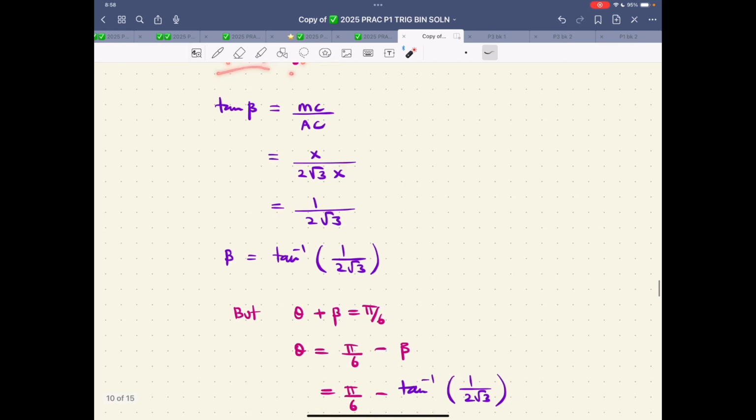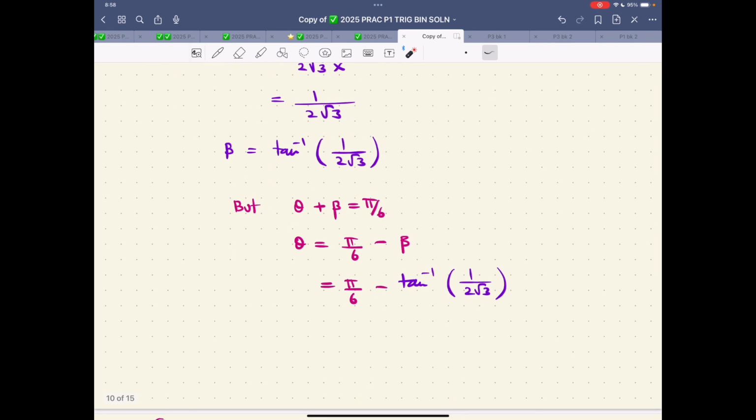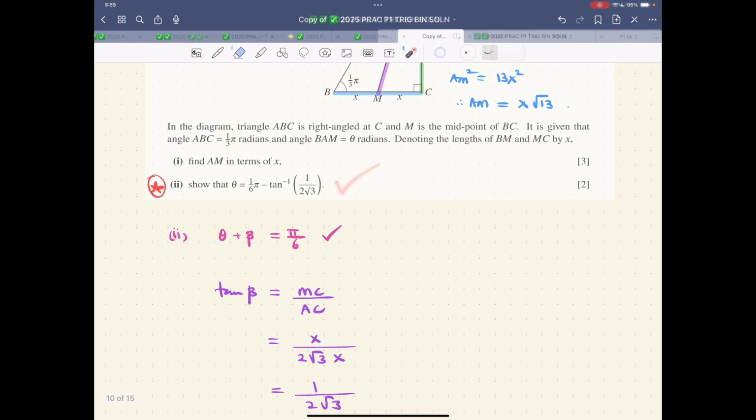Theta plus beta is pi by 6. Theta is pi by 6 minus beta. So I have written the value of beta in the exact form. And that is exactly the answer.